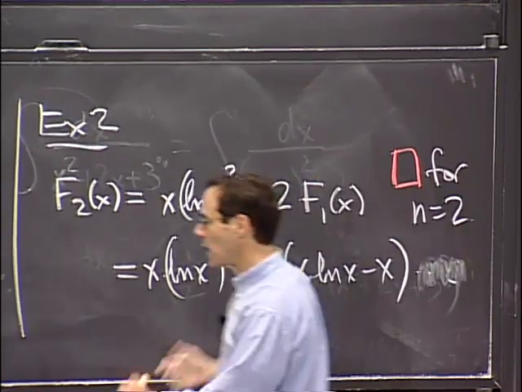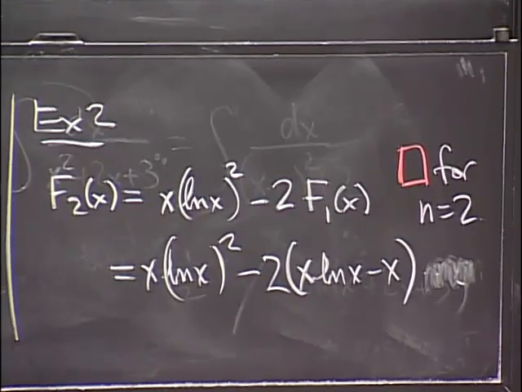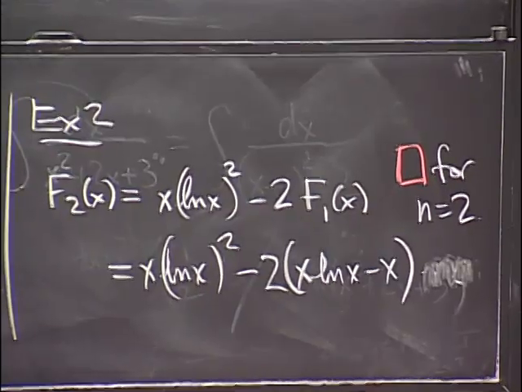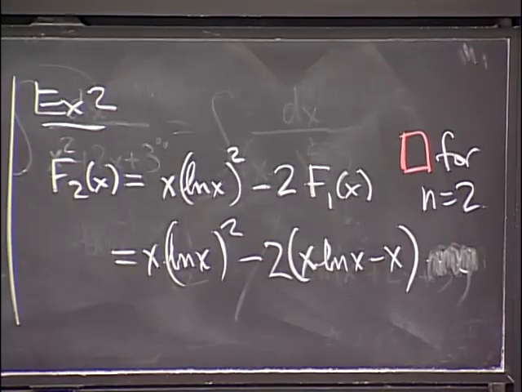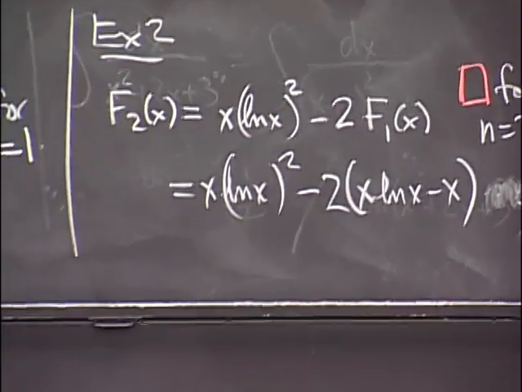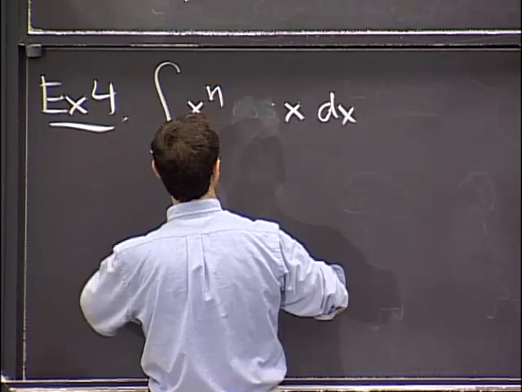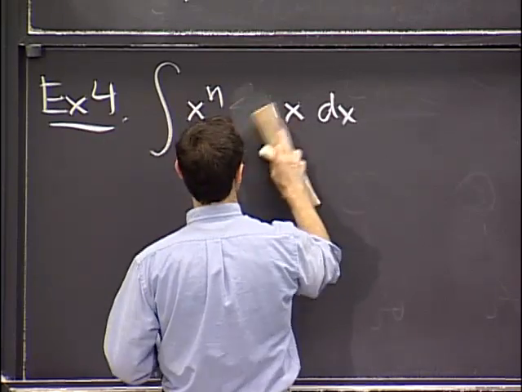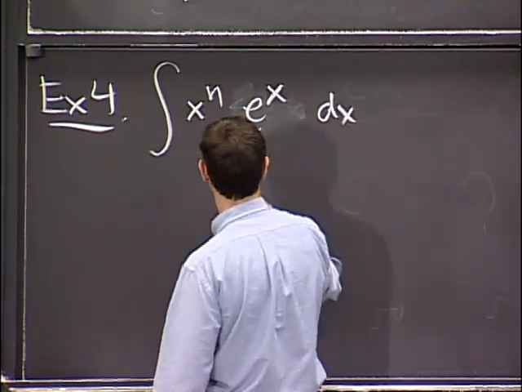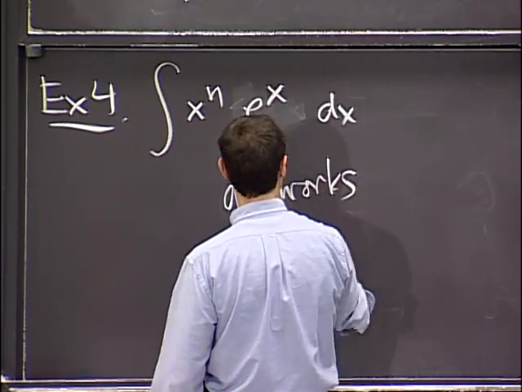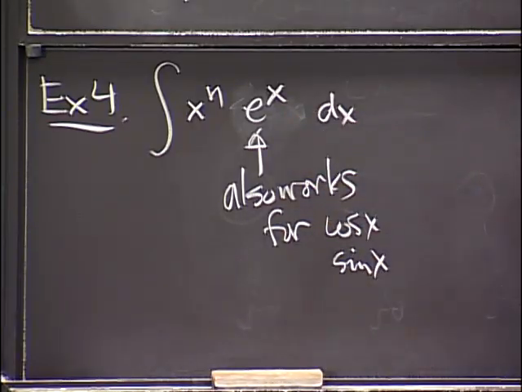All right, so this is how reduction formulas work in general. I'm going to give you one more example of a reduction formula. So I guess we have to call this example 4. Let's be fancy. Let's make it the sine. Oh, no. Let's be fancier still. Let's make it e to the x. All right. So this would also work for cosine x and sine x, the same sort of thing.